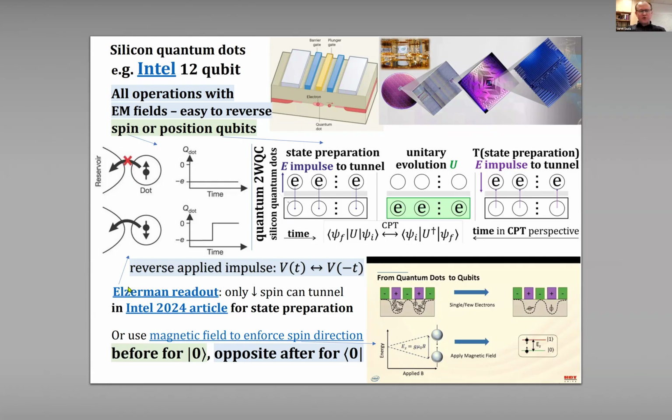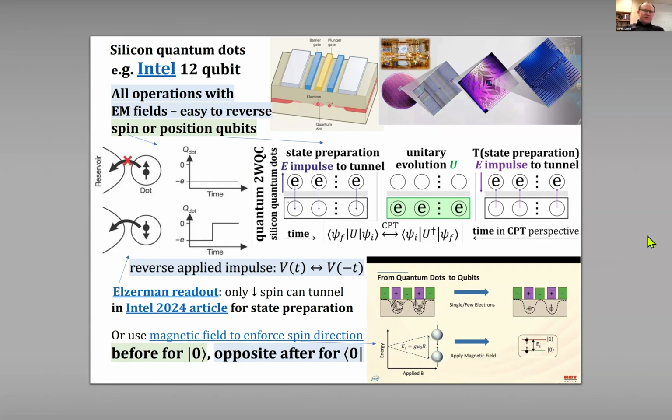Another approach for silicon quantum dots is using a strong magnet to enforce, let's say, spin up. Usually it is applied before for state preparation, but if we apply it after, again, we enforce the spin to be up at the end. So evolving backward in time, we would start with spin up. I don't see any reason why not to use it after, as the CPT analog of state preparation.